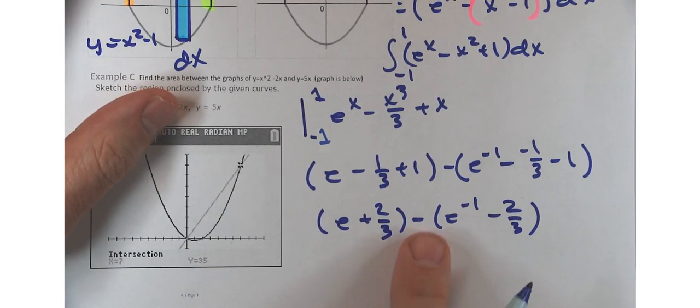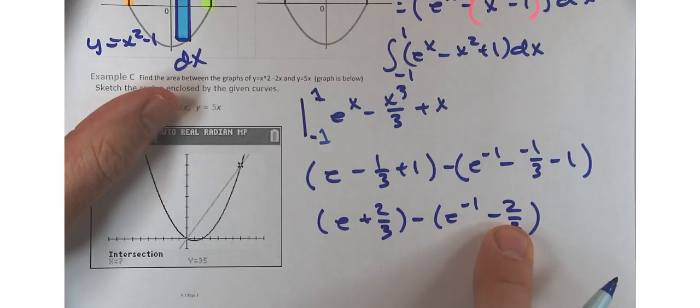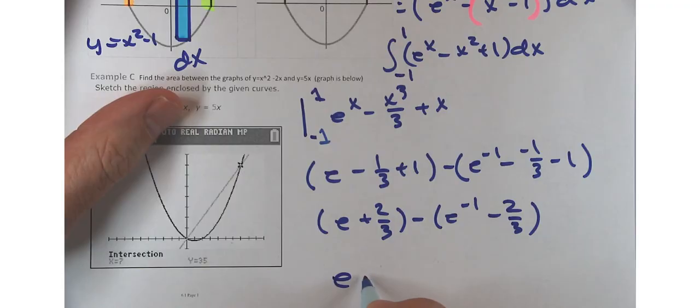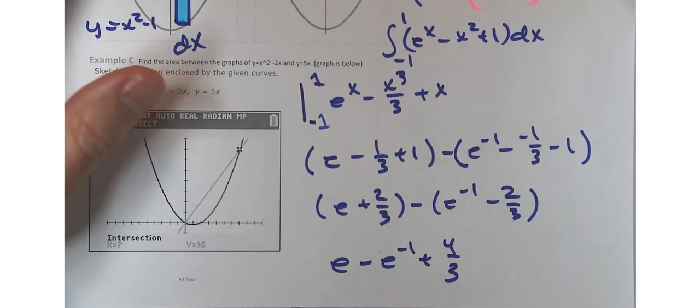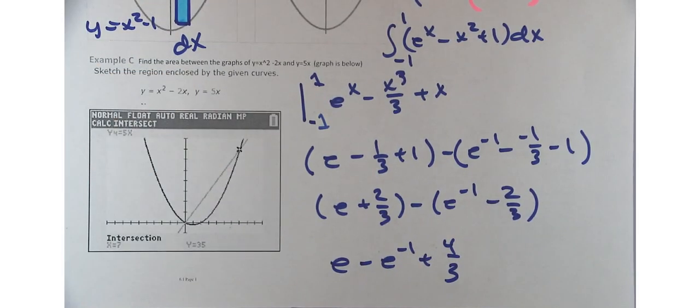Let's distribute. When I distribute, that becomes a positive 2/3 plus this 2/3. I'll end up with e to the first power minus e to the negative first power plus 4/3. That's a nice exact answer. Yay. Very happy with that one. So, okay. Got a nice exact answer.